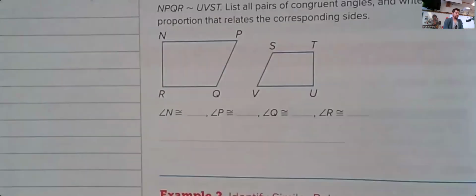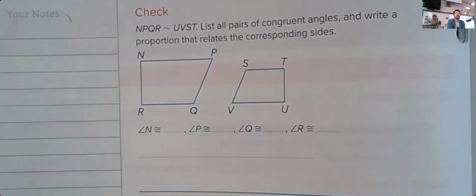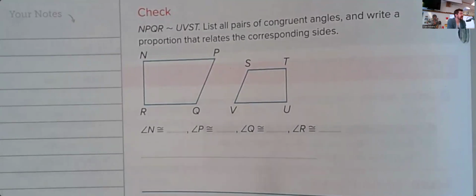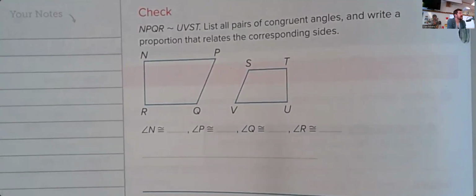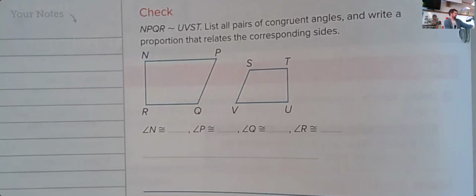Turn the page. Let's keep going. So what I want you to do is take 2 minutes. I'm giving you 2 minutes. I want you to list all of the congruent angles, and I want you to make a list of all the sides that are in proportion with one another. So take 2 minutes on that. List all the congruent angles, write a proportion that relates all the corresponding sides. Ready, set, go. 2 minutes.